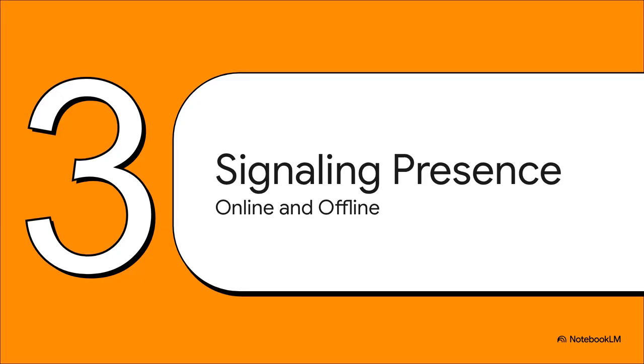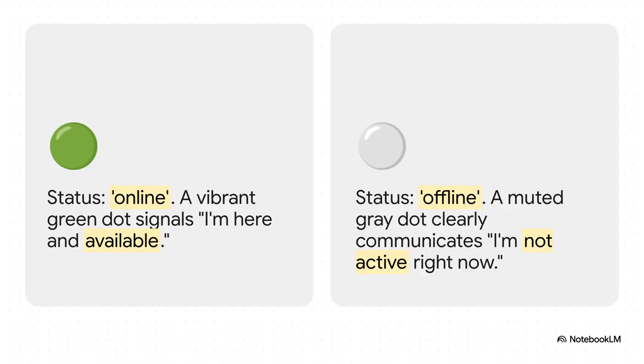Okay, so our avatar is looking sharp. We've got a perfect image, we've got a cool custom shape. But wait, there's more. It can communicate even more than that. Let's add another layer of info, user presence. The big question, is this person online right now or are they away? And the way we do this is usually with two simple universal signals.